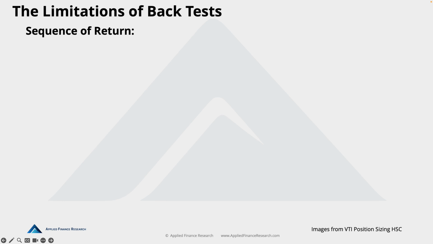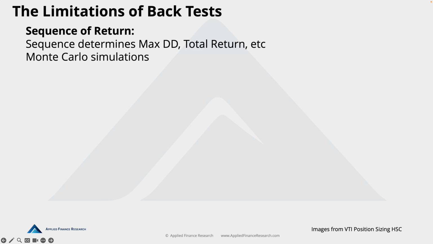It'll have a different shape, a different maximum drawdown, and a different ending equity. So the important point here is that sequence determines a lot of the important statistics that we like to look at in our system performance, such as maximum drawdown, total return, etc. Now, this is where Monte Carlo simulations come into play.